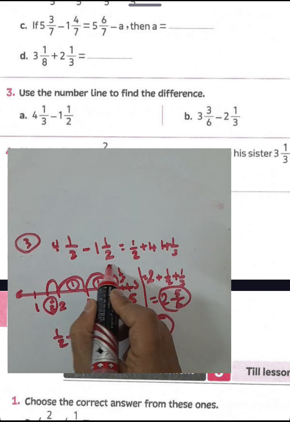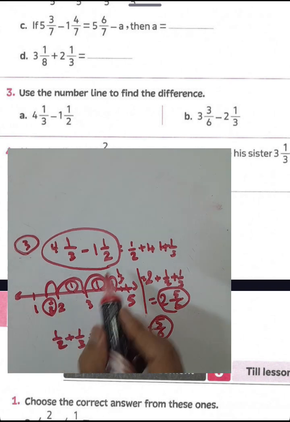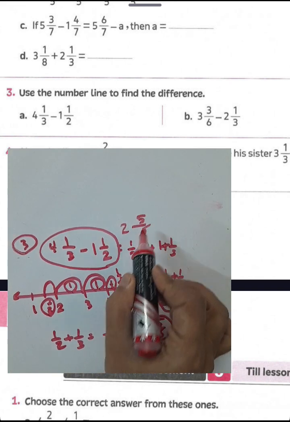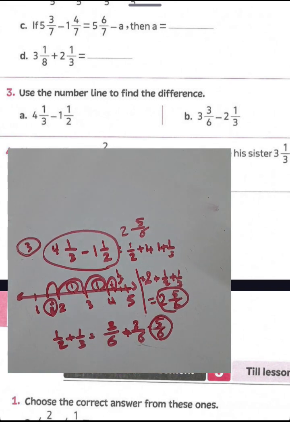Then the difference between the two numbers, what will the result be? 2 and 5 over 6. Okay, that is the result for question letter E, done by using the number line.